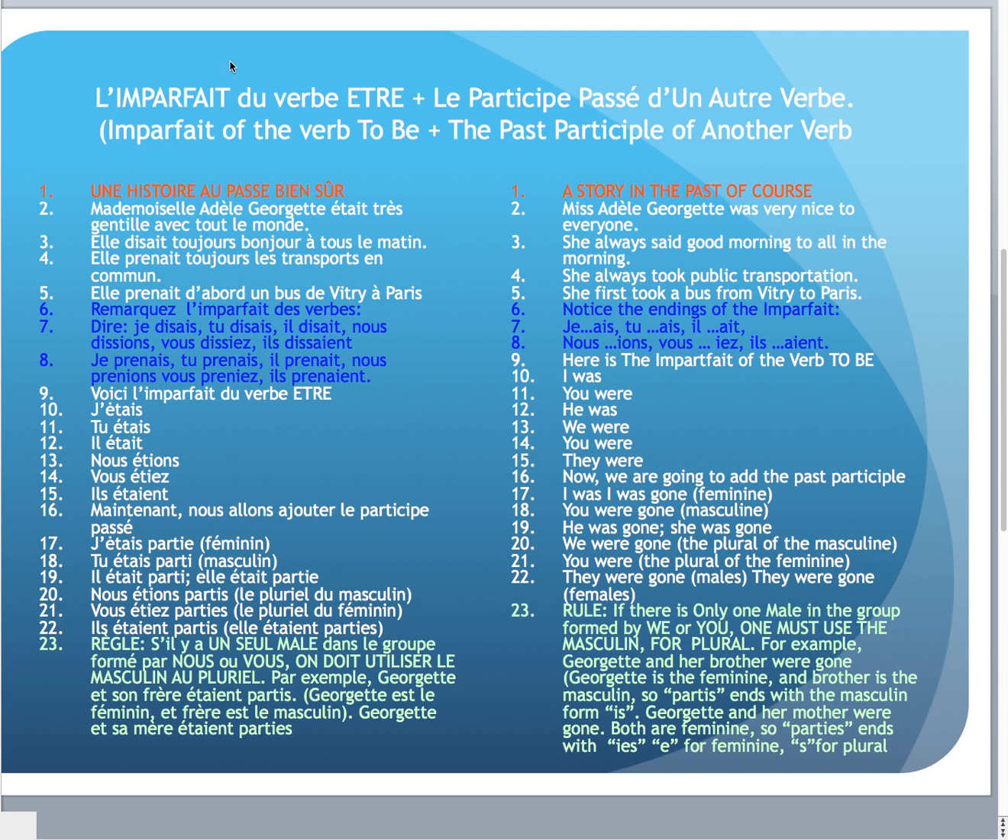So, doing the imperfect of the verb to be, l'imparfait du verbe être, I'm going to start with a short story and you will see how the verbs are ending, and these endings will be the same for every verb that will be using this tense of l'imparfait.